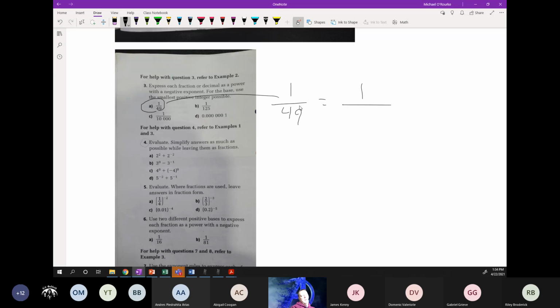What to the power of what equals 49? This is where you might have to do some calculation, but you're going to have to find what multiplies itself to equal these numbers. What to the power of what? I'll give you a hint. 7 to the power of 2 equals 49, right?